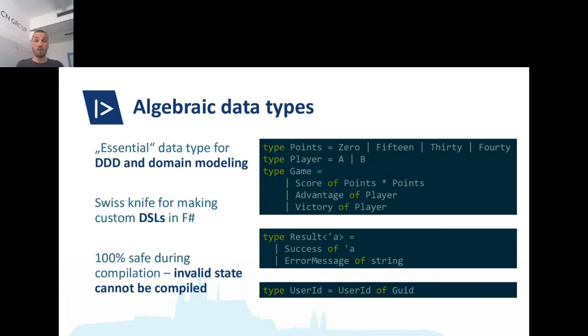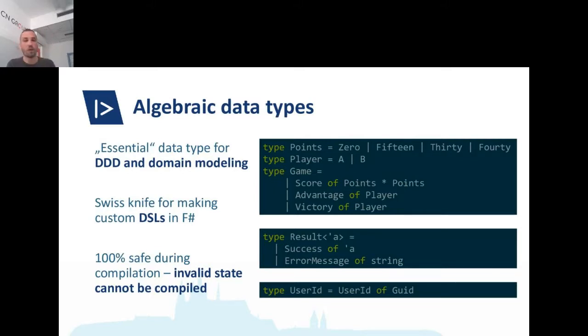You know that there are points 0, 15, 30, 40. There are 2 players, and the game can be either a score, when you have a tuple of points for player A and player B, or you can have advantage of some player or victory of some player. What is pretty cool is that you cannot create, for example, here the score and pass in a player, because for the score case, you need to put there a tuple of the points.